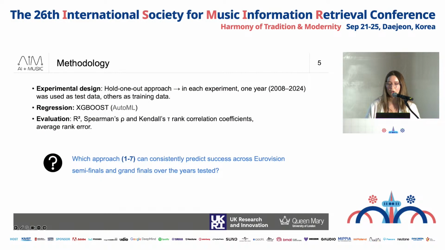We ran leave-one-out experiments, testing each of the years from the period between 2008 and 2024 against the others, implemented XGBoost regression, and evaluated the performance with R2, rank correlations, and average rank errors. And we asked the question: which of the 7 approaches best predicts Eurovision outcomes across both semifinals and grand finals over the years?